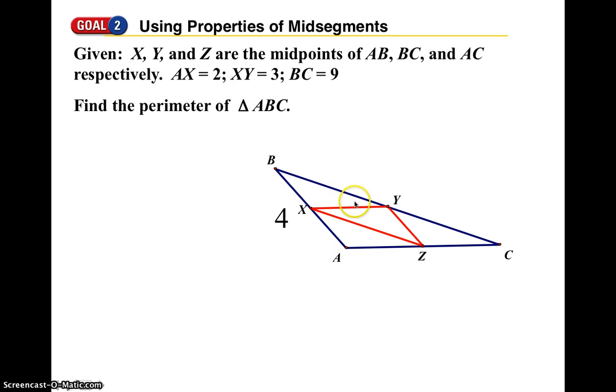XY is 3. Okay, XY is a mid-segment on the inside. So it looks like XY here is going to be parallel to AC. So since those two are parallel, if the one inside here is 3, then the one out here must be 6. And they're telling us that BC is 9, so go ahead and put 9 in the diagram. Now to find the perimeter, we simply add up all the sides, 4 plus 6 plus 9, and we get 19 for the perimeter of the triangle.